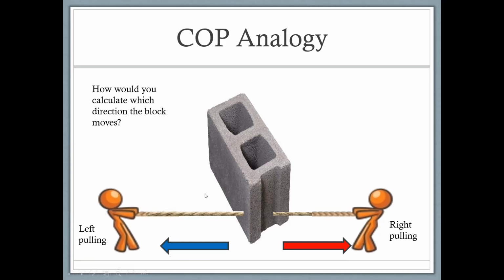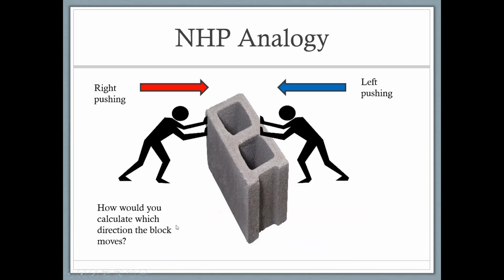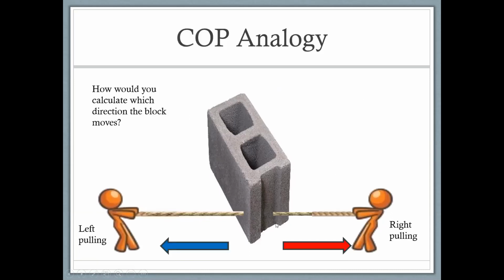Okay, well, same thing. Who is going to pull the hardest? So let's say that our left puller is pulling with a force of 10, and our right puller is pulling with a force of 5. Well, once again, we have 10 minus 5 is a positive 5. We know he was the strongest at 10, so then the cinder block is going to get pulled, in this case, to the left, towards the direction of the stronger puller.